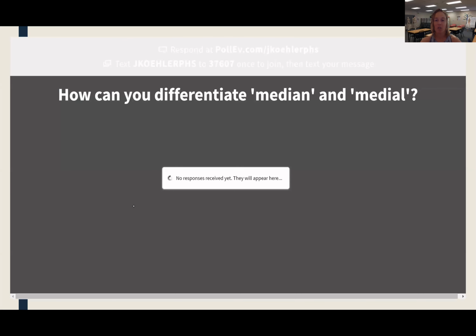Okay, so a little review here. Again, you're going to go to polev.com/jkohlerphs, or you are going to text 37607 with the message jkohlerphs, and then you can type your response. How can you differentiate median and medial? So I'll give you a little break here to think about this before we move on.